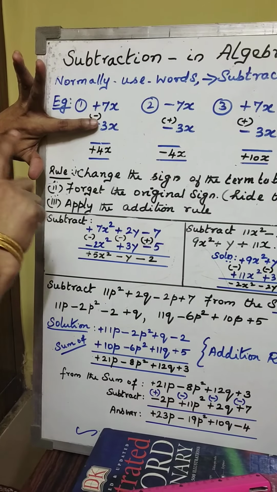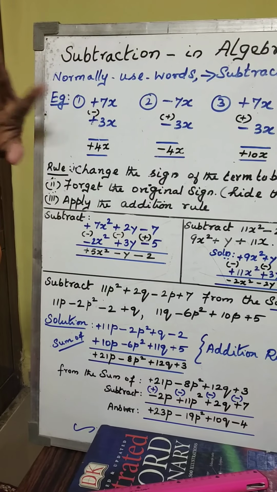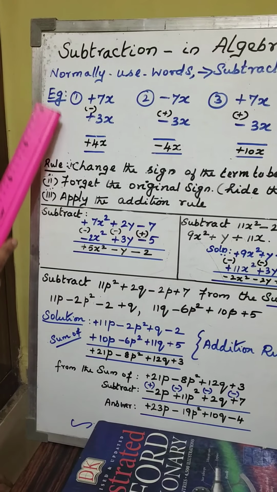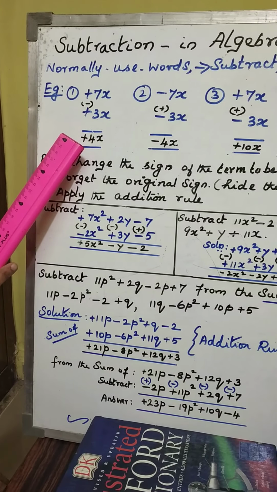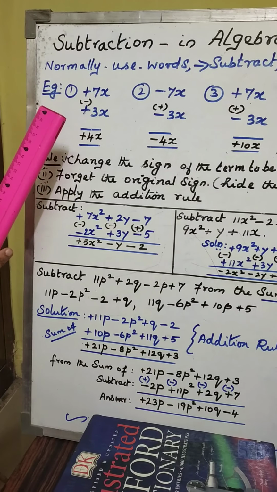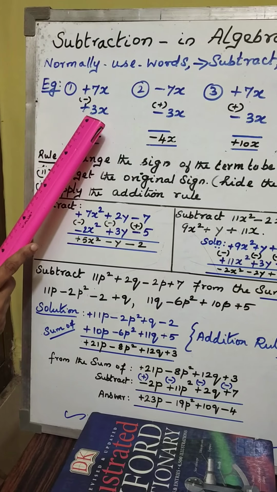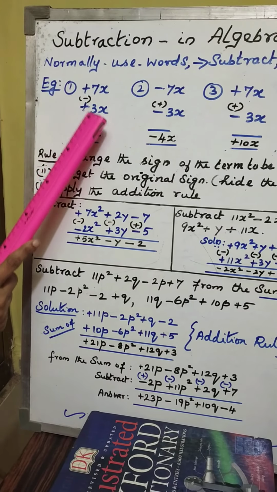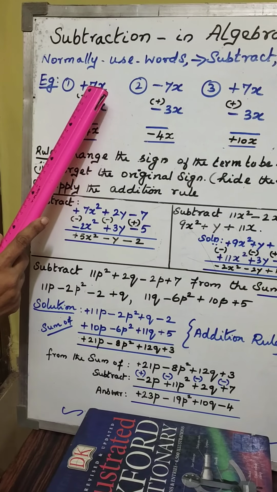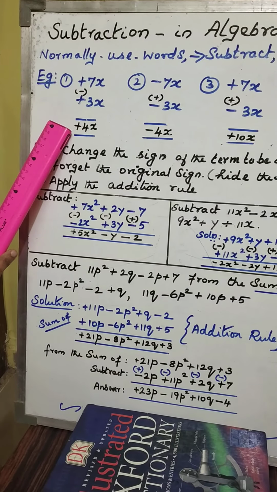Now, after this, what must you do? Apply the addition rule. In addition, what do we do? One plus is there, one minus is there. Normally, find the difference. That is the third rule in addition. Subtract the smaller number from the bigger number and put the bigger number's sign. Like that, 7 minus 3 is 4. The bigger number's sign is plus.